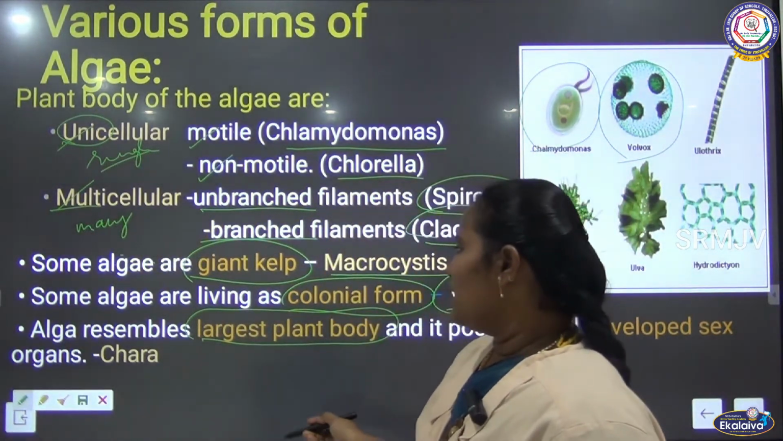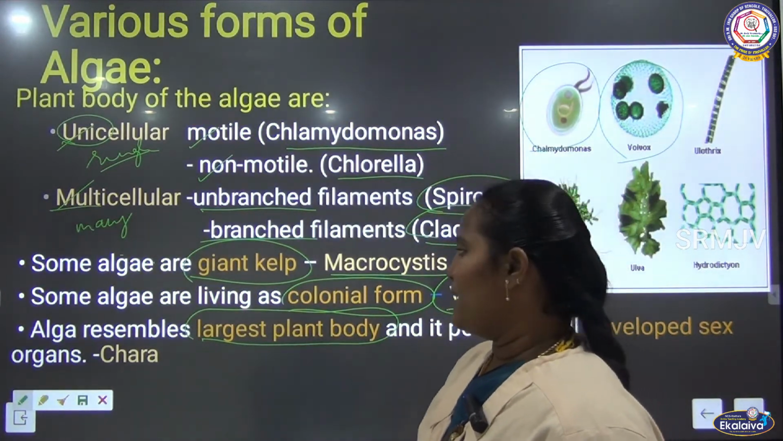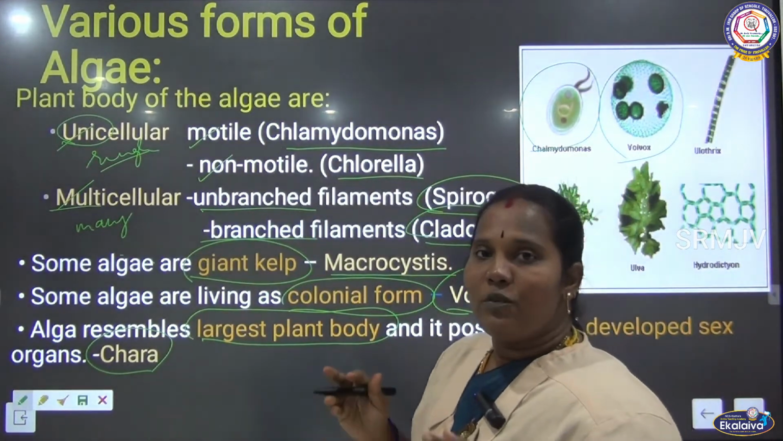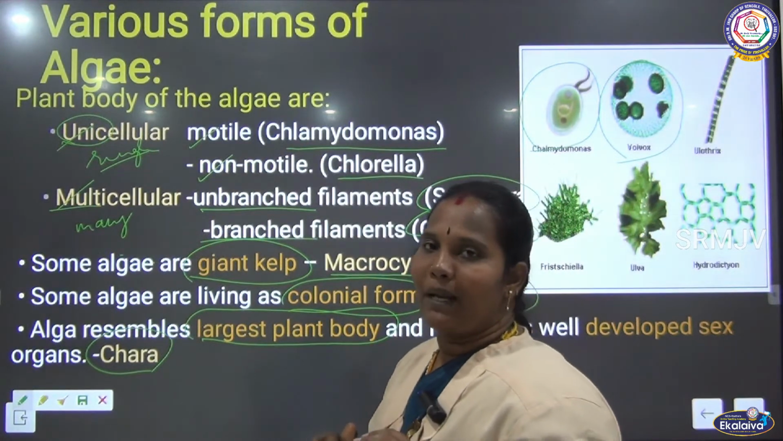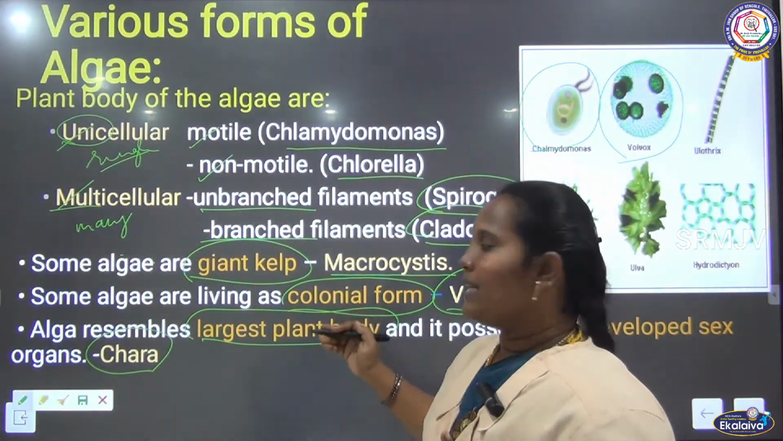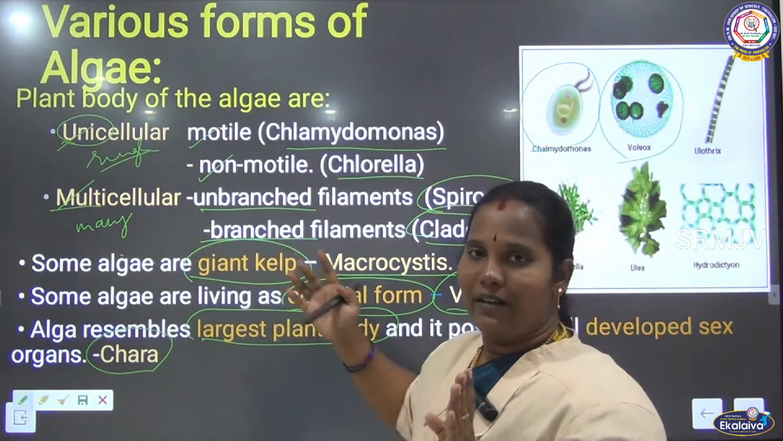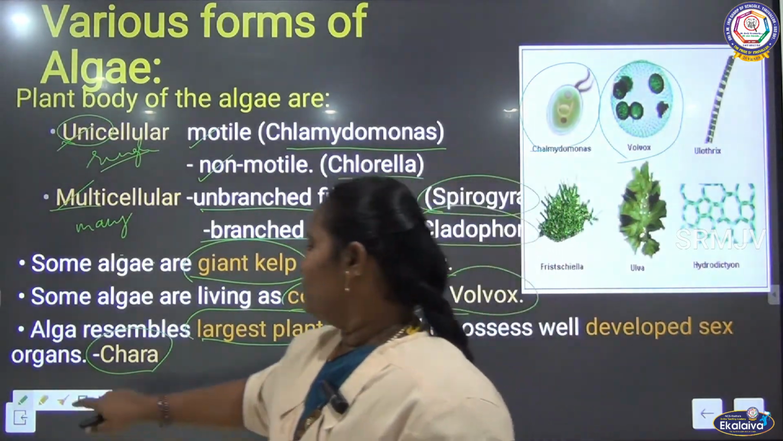Next, we have to see the largest plant body. The example for the largest plant body is Chara. We know that algae are mostly primitive plants. They are very simple primitive plants. But some algae look like a giant gulf, and some have the largest plant body like a tree. This is the various forms of the algae.